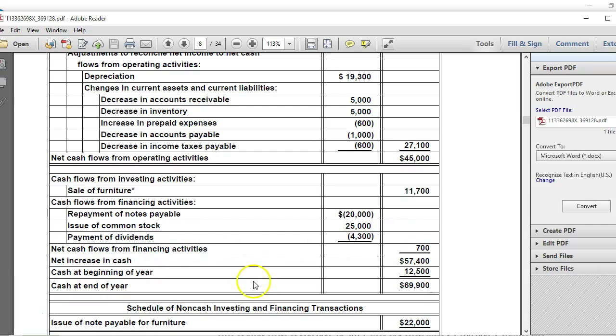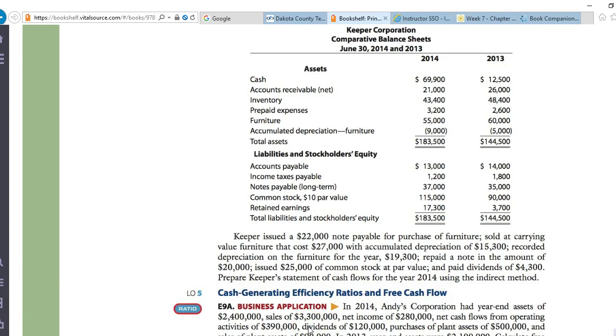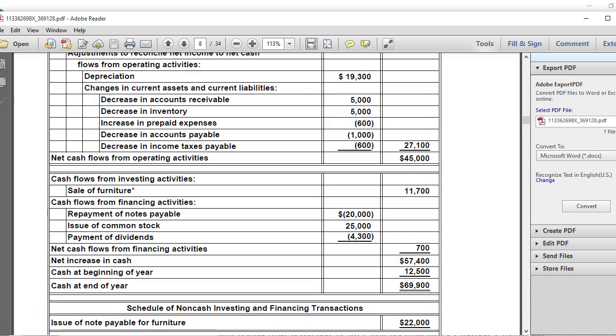Next, we're going to go to our financing activities. It tells us Keeper issued a $22,000 note payable for the purchase of furniture, repaid a note in the amount of $20,000, issued $25,000 of common stock, and paid dividends of $4,300. So the payment of the note payable, we used up cash of $20,000. By issuing common stock, we received $25,000. By paying a dividend, we used up $4,300. So the minus 20, the plus 25, and the minus $4,300 gives us a net cash flow from financing activities of $700.